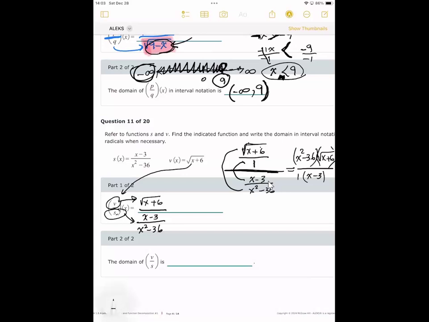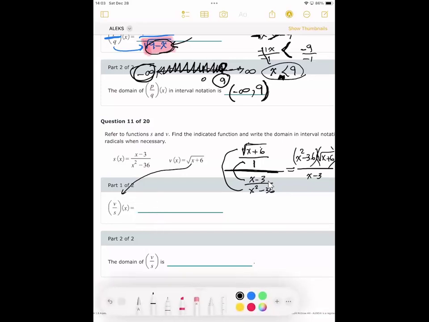But if you're doing this online and it's software grading it, you have to get rid of that. So that's what we get. That's what goes here. Your answer is going to be x to the power 2 minus 36 inside the parentheses, times the square root of x plus 6. Since there's a radical for both of them, you don't need the parentheses. And the denominator is x minus 3.